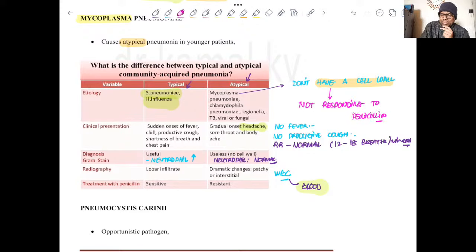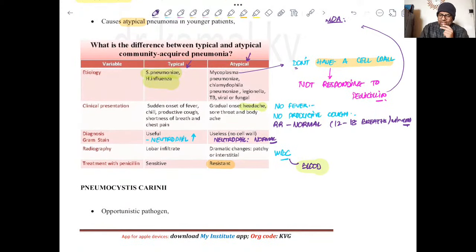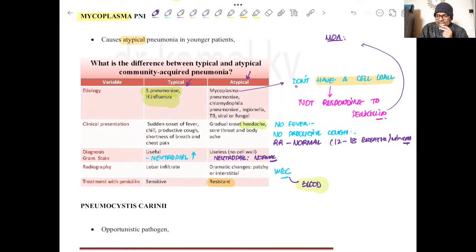Now, why are they not responding to penicillin? Because we know that the mechanism of action of penicillin is it acts against the cell wall. So if an organism is not having a cell wall, then it cannot produce any effect. So therefore, it is penicillin resistant. So this is again one very important point. Yes, Shanawaz bhai, absolutely right. And therefore, any antibiotic which acts by destroying the cell wall is ineffective in atypical pneumonia, especially caused by mycoplasma. Yes, we can give macrolides like erythromycin.